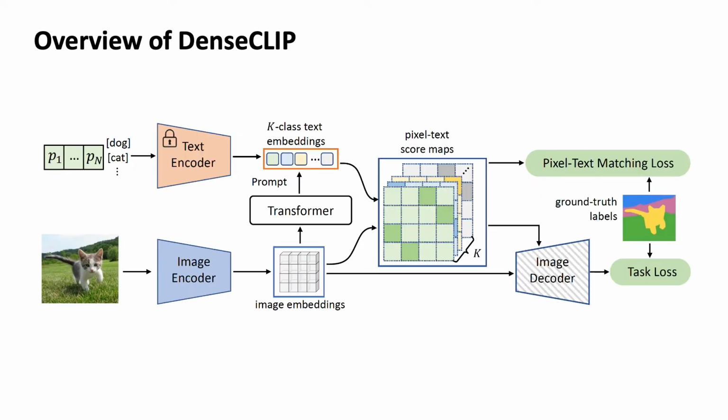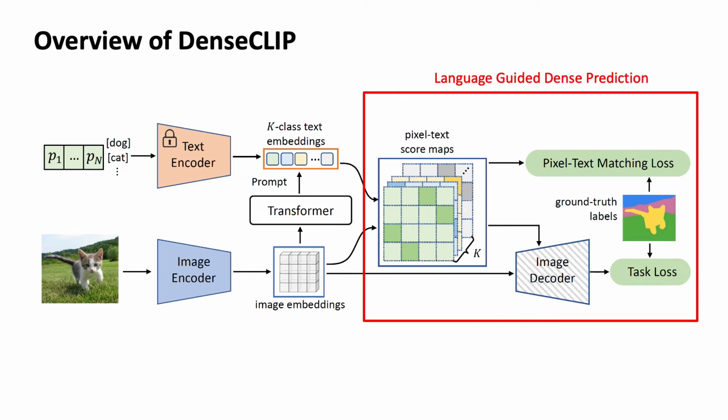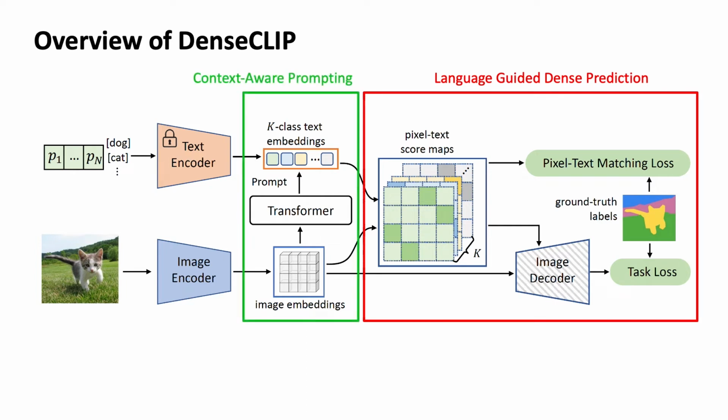This is the overall pipeline of our DenseCLIP. DenseCLIP consists of two parts: language-guided dense prediction, which explicitly incorporates pre-trained knowledge from CLIP through the pixel-text score maps, and context-aware prompting, that leverages the visual context to refine the text embeddings and improve the pixel-text matching.